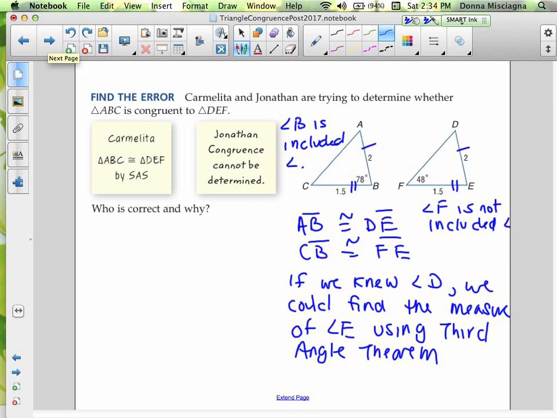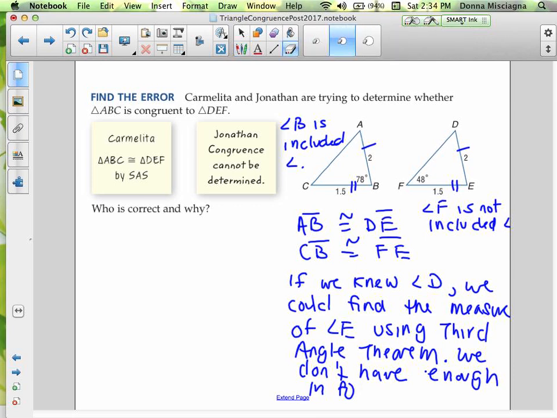So if we knew angle D, we could find the measure of angle E using third angle theorem, but we don't. Therefore, we don't have enough information to determine congruent or not congruent. Okay, so it's not okay for you just to say we don't have enough information. You need to explain why we don't have enough information. In this case, there's no way for us to find the measure of angle E.